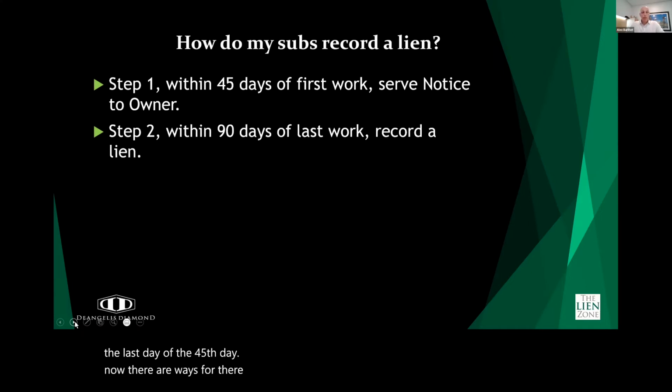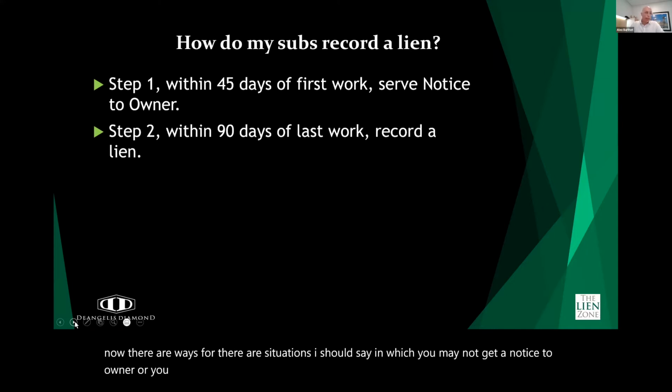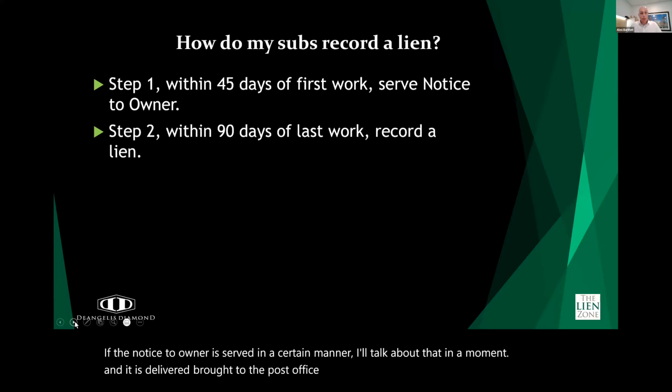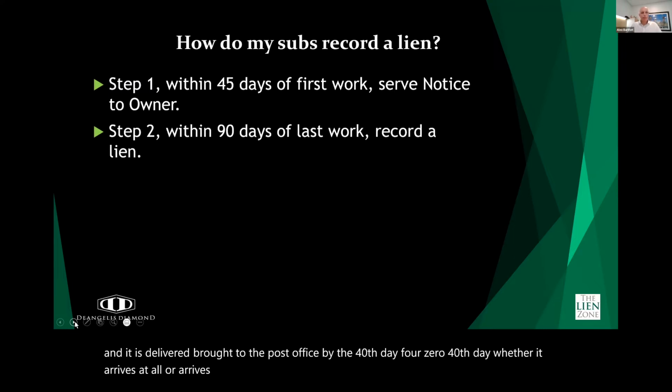Now, there are situations, I should say, in which you may not get a notice to owner, or you get a notice to owner late and it's still considered good. There's a section in the lien statute that says if the notice to owner is served in a certain manner, I'll talk about that in a moment, and it is brought to the post office by the 40th day, whether it arrives at all or arrives late, it's deemed properly served. So how does that work?